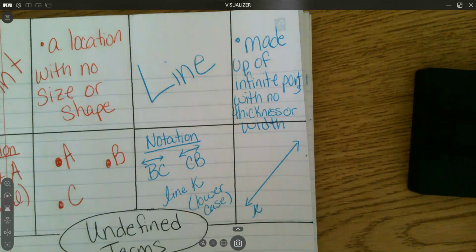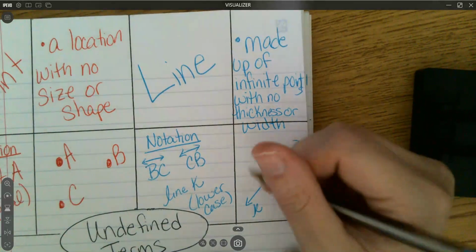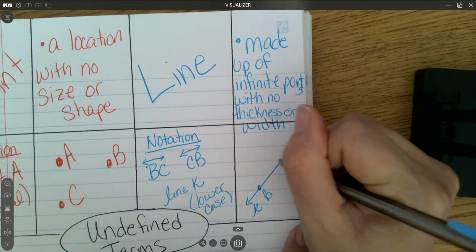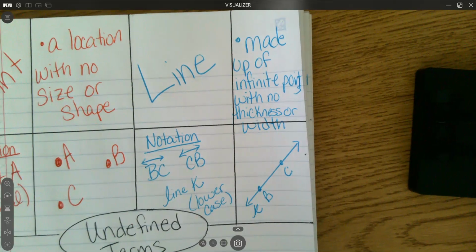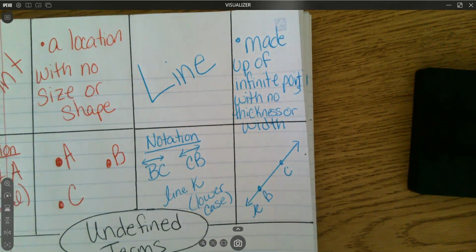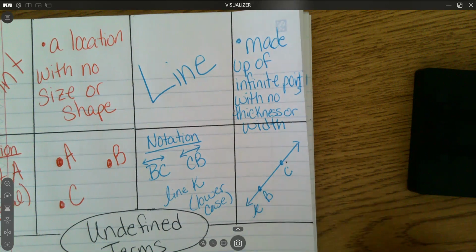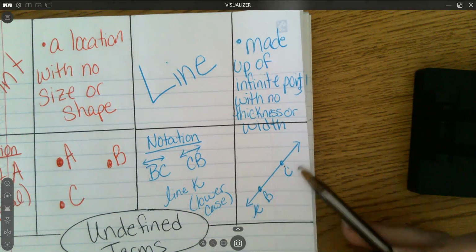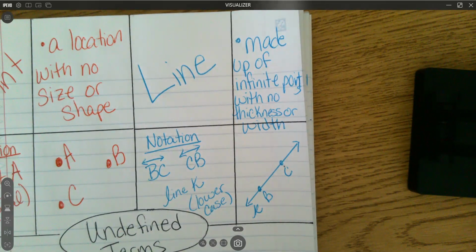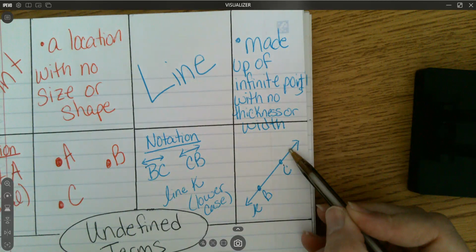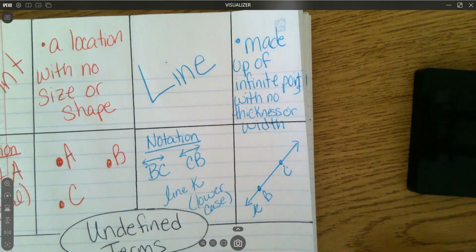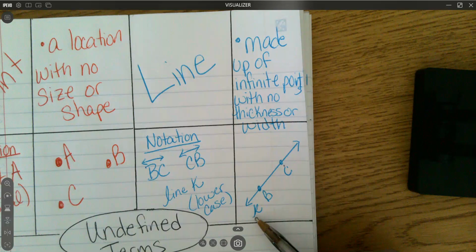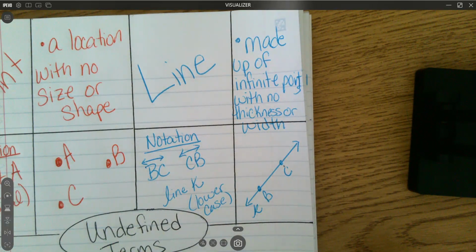So a line can have more than one name. So I could call this line K, and then I could come in here and put points B and C on the line, and now call it line BC or line CB. Do you kind of get what I'm saying? So I can call it line K, or I can call it line BC by choosing 2 points that are on that line. I could even have a third point over here, but I only need 2 to give it its name. So it needs 2 points off of the line to have a name, or you could just use the lowercase letter next to it. I hope that makes sense.